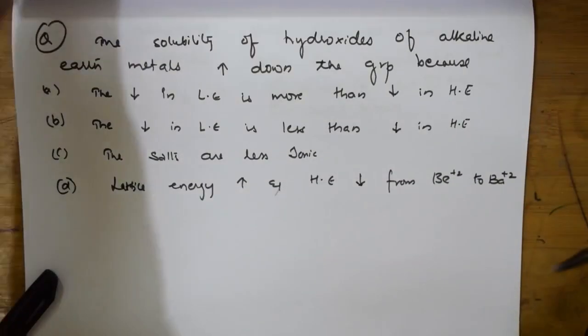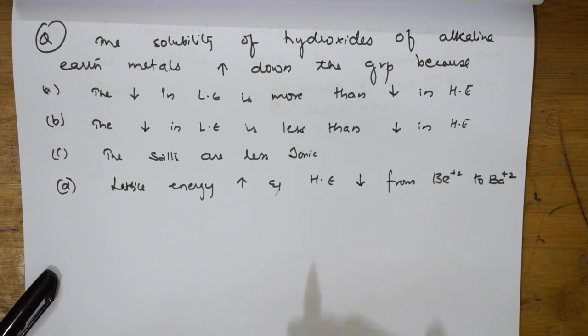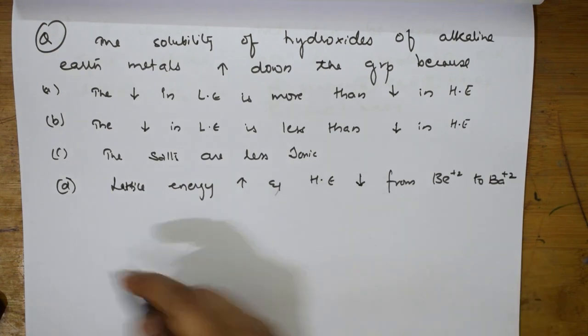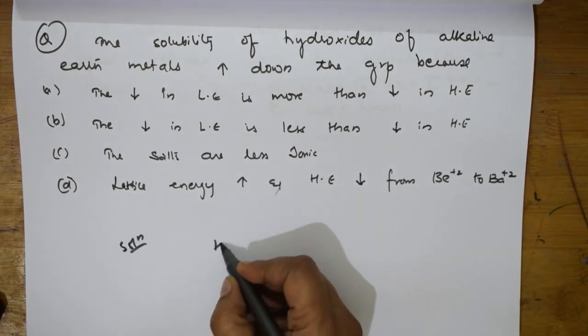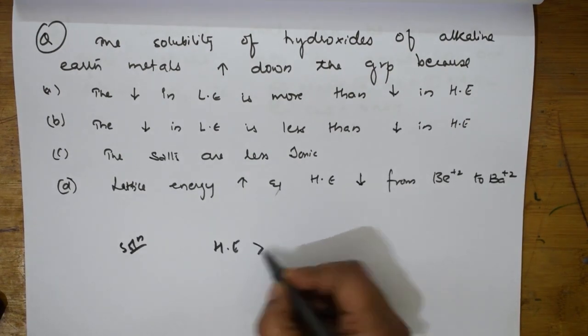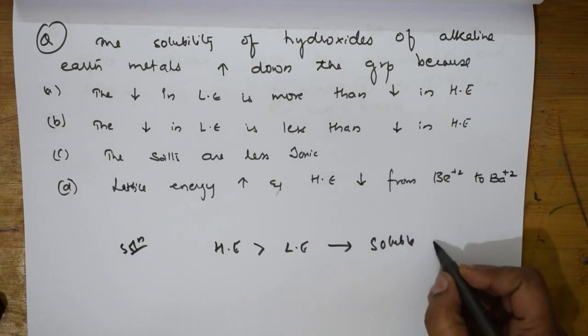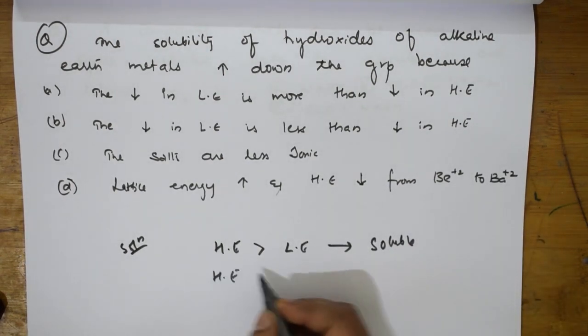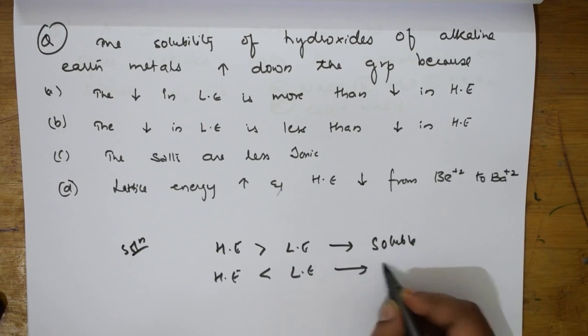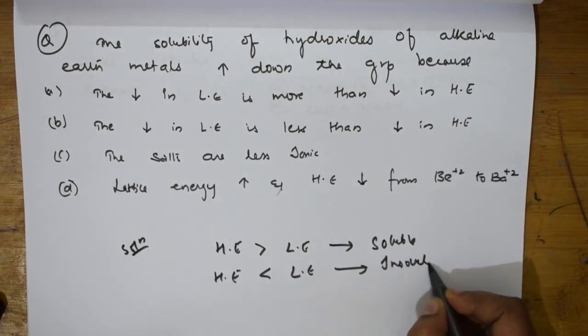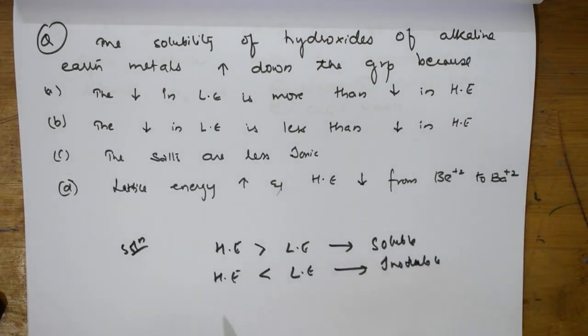Let us see the next question. Here in this question, what do they give us? The solubility of hydroxides of alkaline earth metals increases down the group. Fine. So first of all, when such a question is given to you, you should remember only one concept. What is that concept? Solubility. What did I say? I said if hydration enthalpy is greater than lattice enthalpy, the particular salt is soluble. If the hydration enthalpy is less than lattice enthalpy, the salt is insoluble. Remember this.